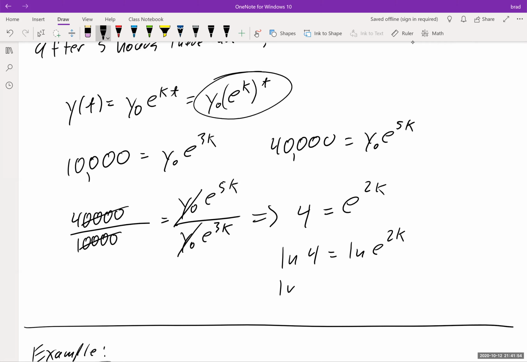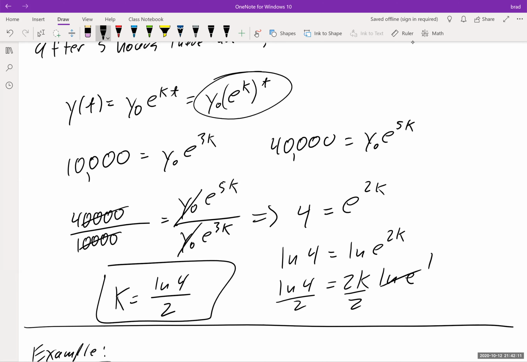Let's move it to the front. ln of 4 equals 2k ln of e. We know that ln of e cancels and becomes 1. So the natural log of 4 is equal to 2k, so we have k equals ln of 4 over 2. And whatever decimal that turns out to be, that's what our k is, okay?